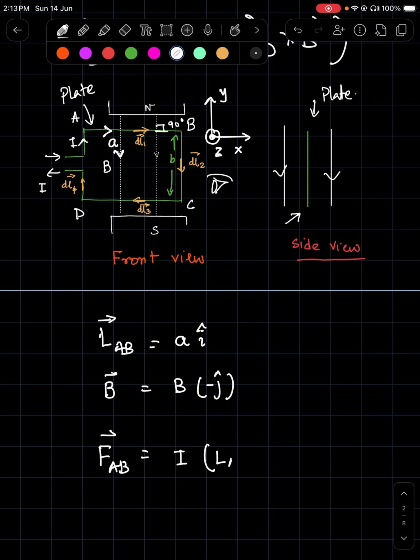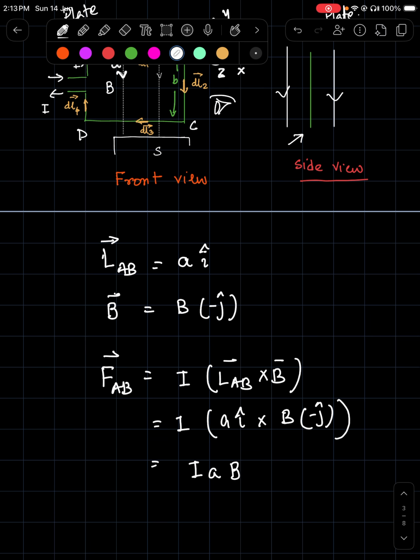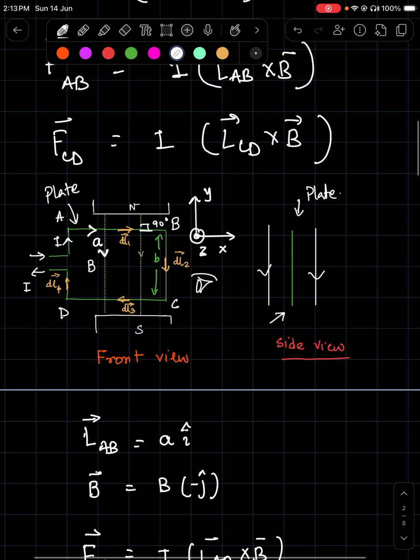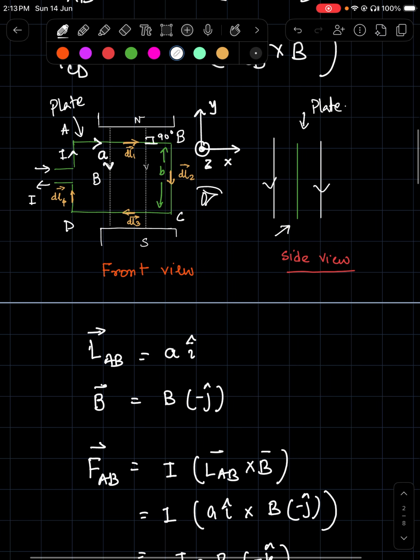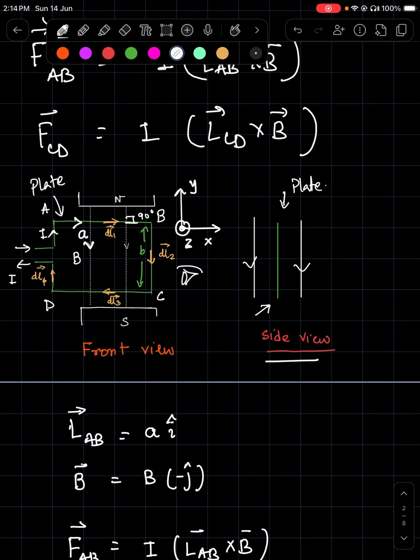I'm going to write all the things properly. So I LAB cross B. So LAB is I cap cross B minus J cap. So I cap cross J cap is K cap, and since there is an extra minus sign, the force becomes IAB minus K cap. That means it is pointing along the negative x-axis. But we have already seen that the z-axis is pointing towards you. That means this force is actually pointing vertically downward, away from you.